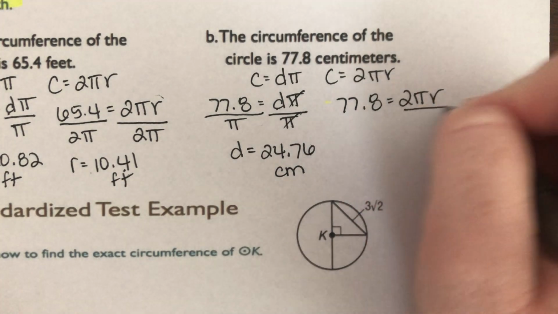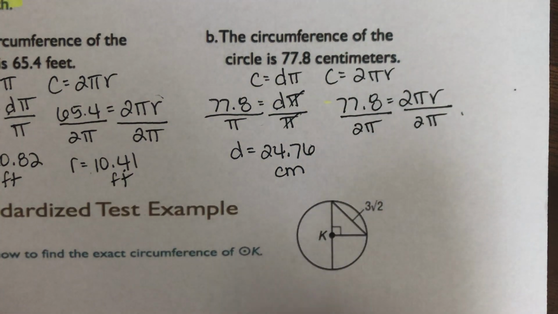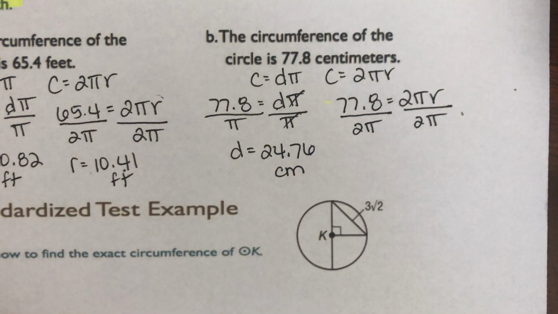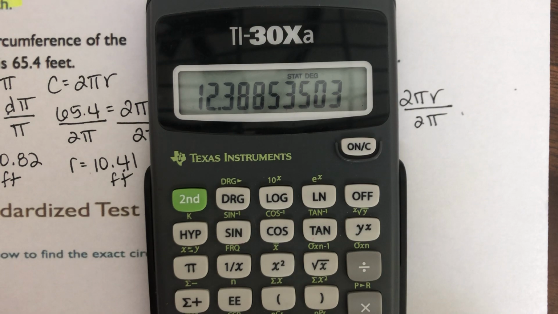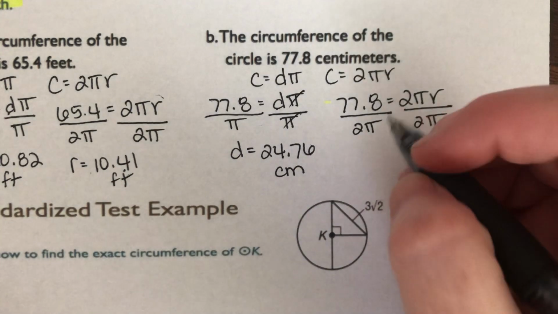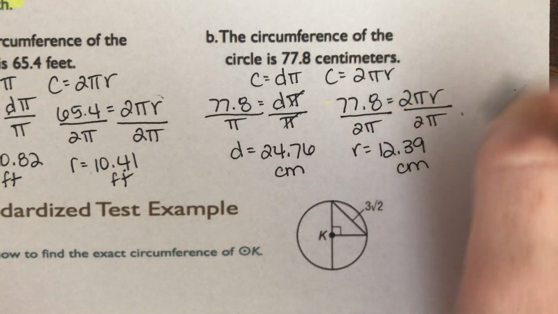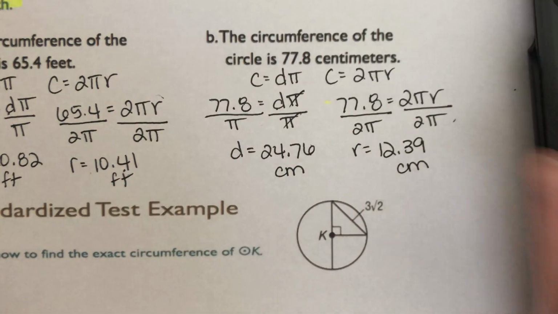I want r by itself, so I have to divide by 2 pi. Same thing over here. And 2 times pi is like saying 2 times 3.14, which is 6.28. So 77.8 divided by 6.28 gives me about 12.39 when I round it. 12.39, and that's in centimeters.